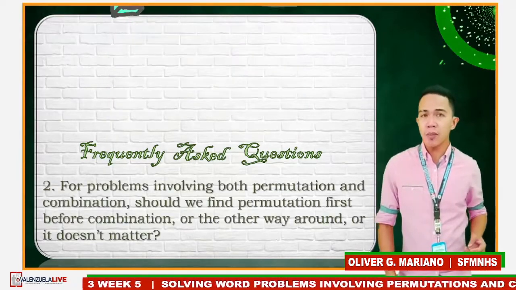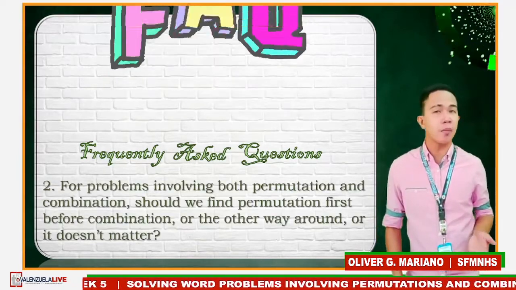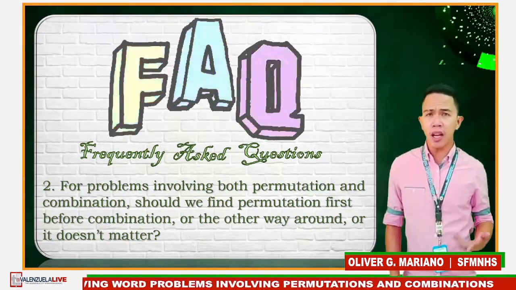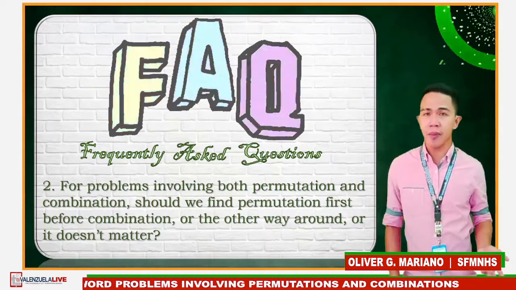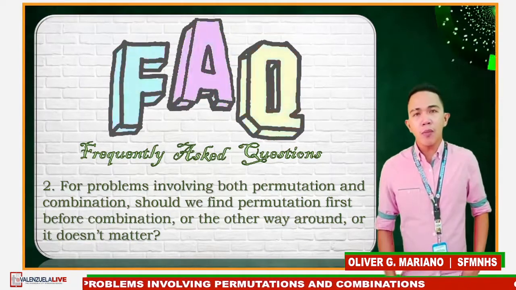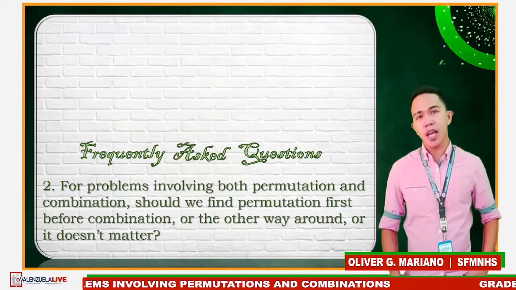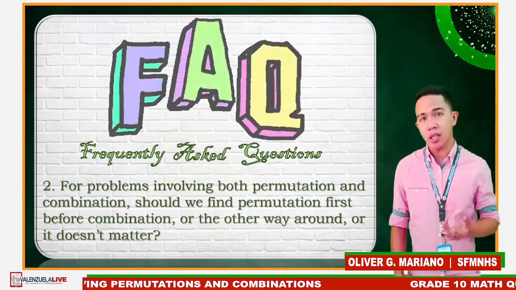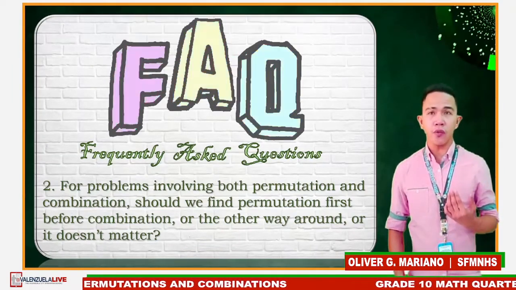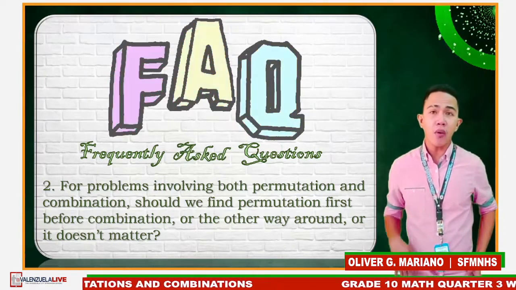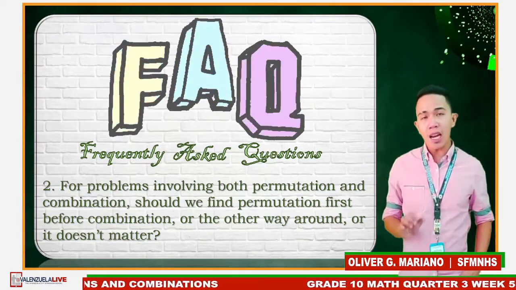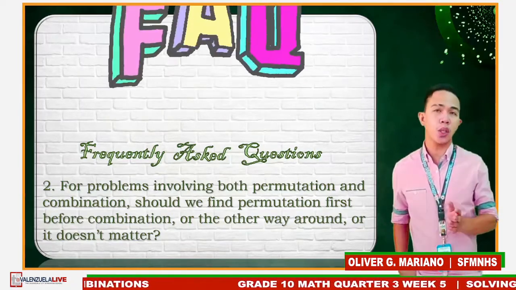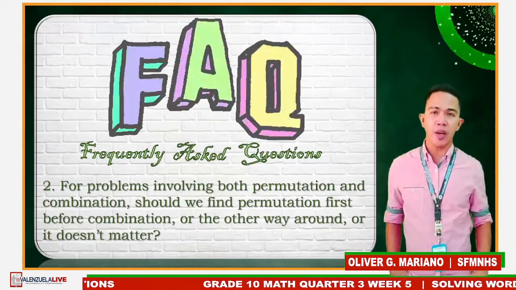Second, for problems involving both permutation and combination, should we find permutation first before combination? Or the other way around? Or it doesn't matter? Counting problems that involve both permutation and combination differ when it comes to their solution. When the sequence of events may happen in any order, determining which to perform first does not matter. However, when the sequence of events follows a specific order, one must analyze whether permutation should be computed first or the other way around.